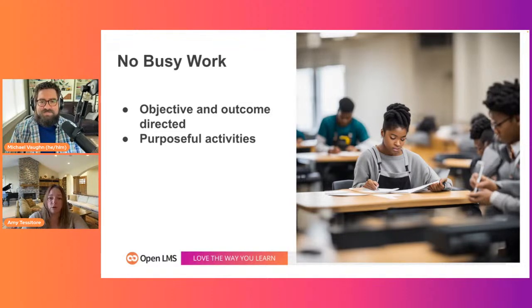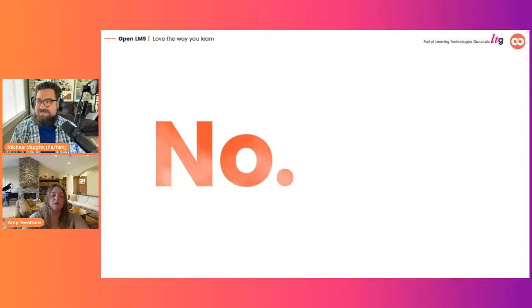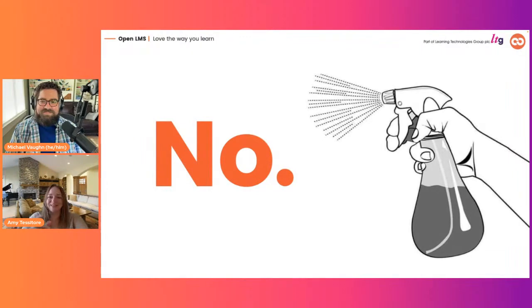And that's what we should have from all of our activities, even if the activity is something like a reinforcing activity. So just giving, there it is. Anytime busy work happens, here's what you need to keep in mind. No with the spray bottle.